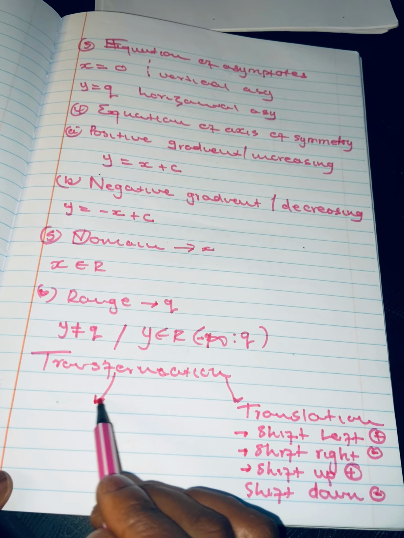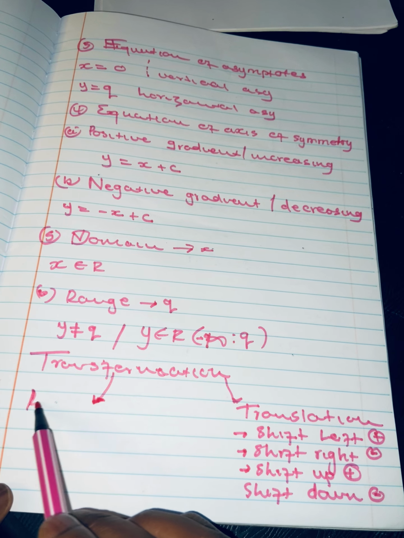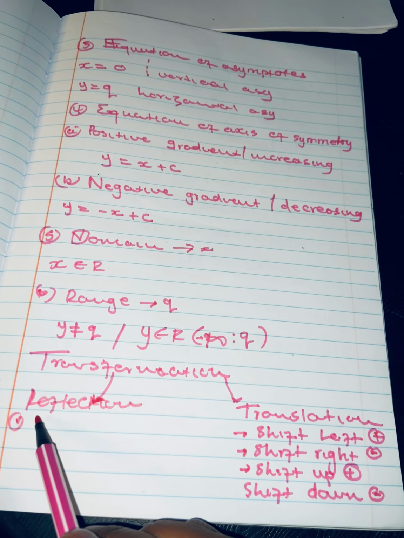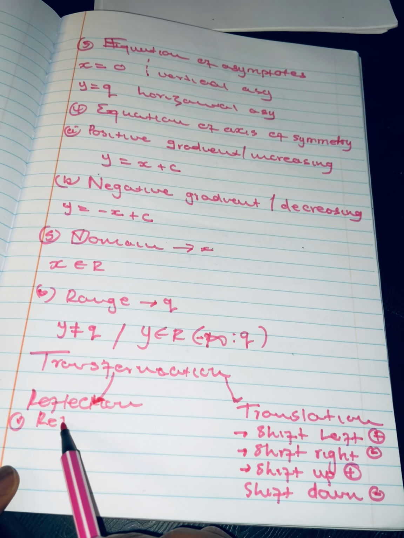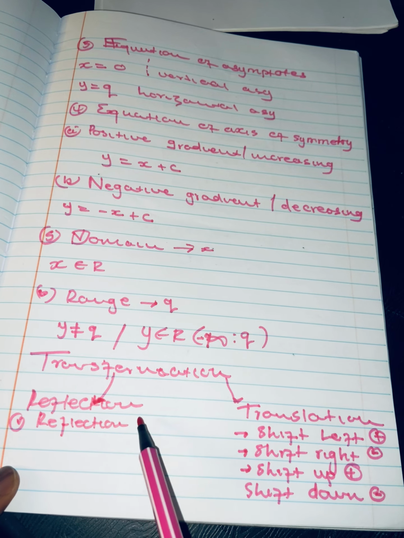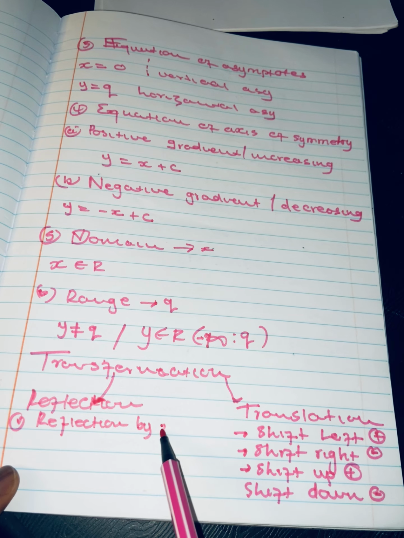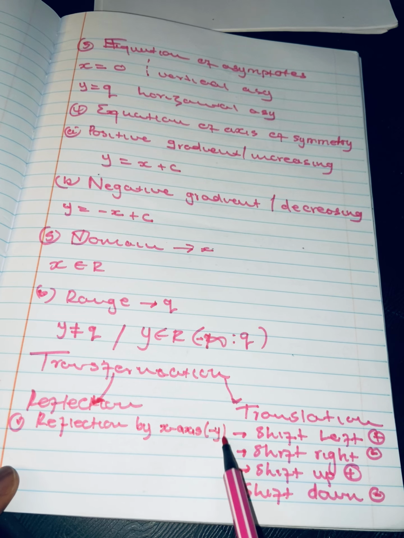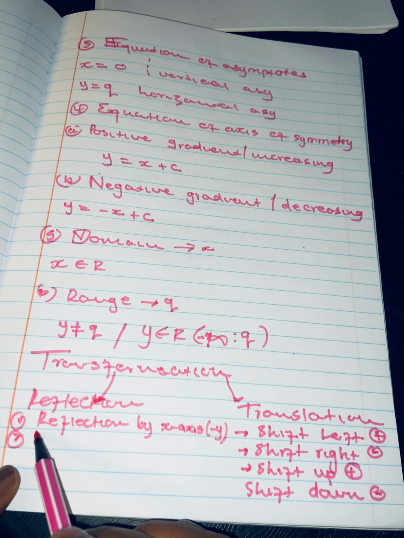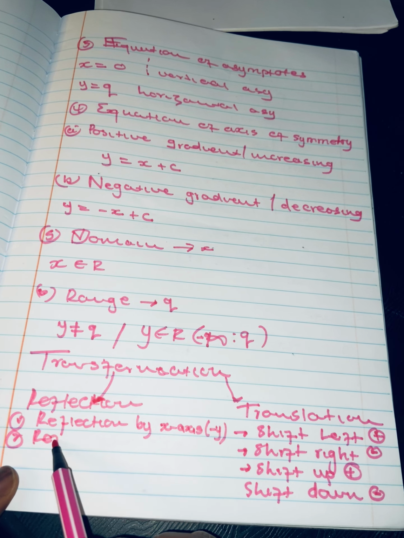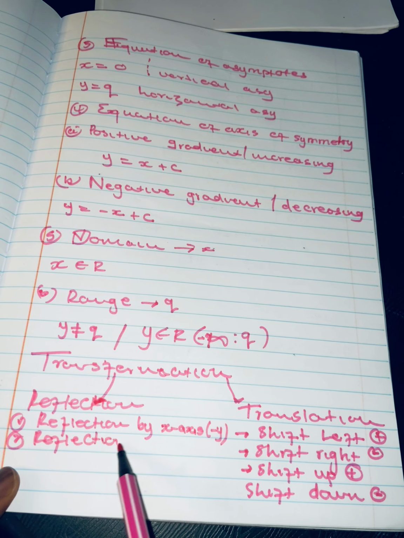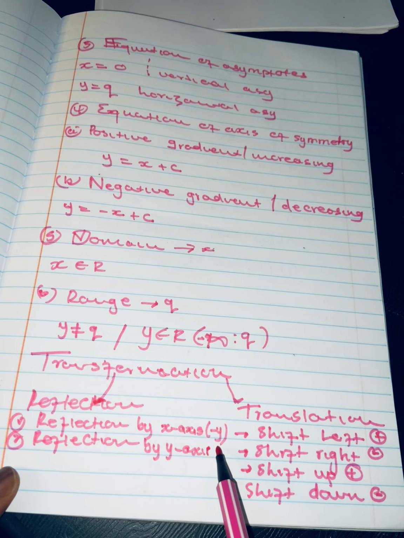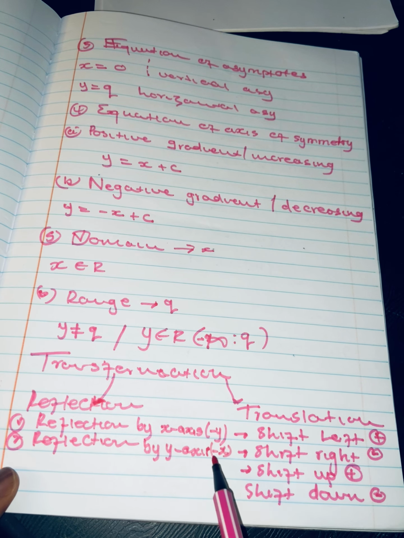Then what do we have to know again? Reflection. And that is very important, the reflection. Number 1, we have reflection by the x-axis. Reflection by the x-axis means y will be negative. Number 2, reflection by the y-axis. Therefore, x will be negative. This is what you have to know.